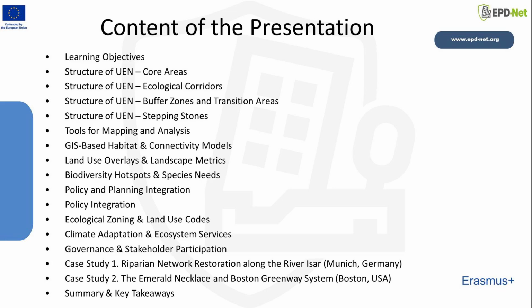The integration of ecological networks into urban policy, land use regulation, and climate adaptation strategies is emphasized, along with the importance of governance and stakeholder collaboration. Case studies from the River Isar restoration in Munich and the Emerald Necklace and Boston Greenway system in Boston illustrate how ecological connectivity can be embedded in practical urban design and planning.